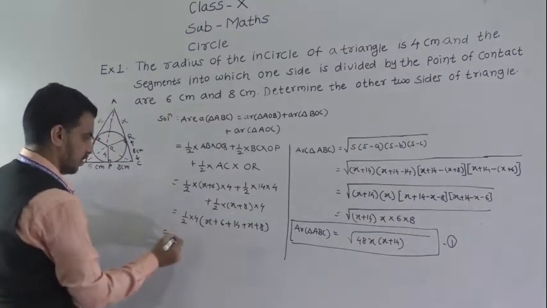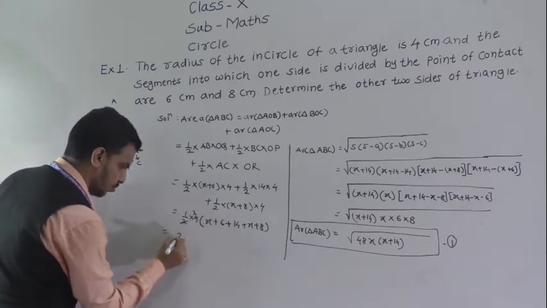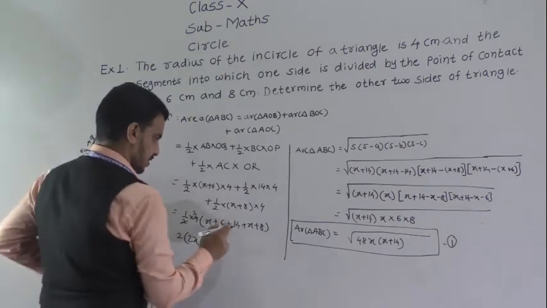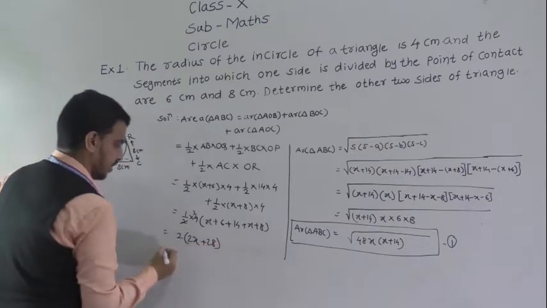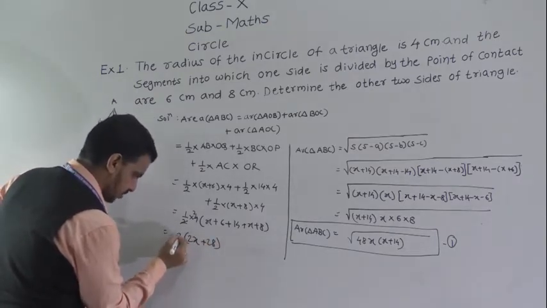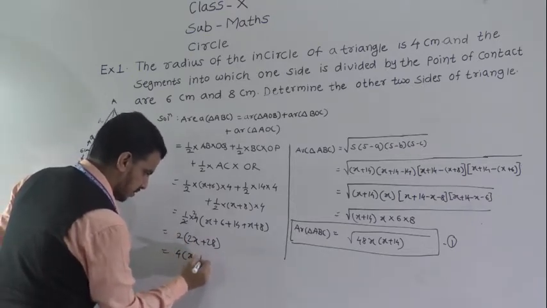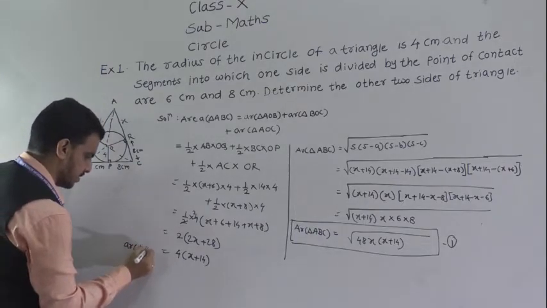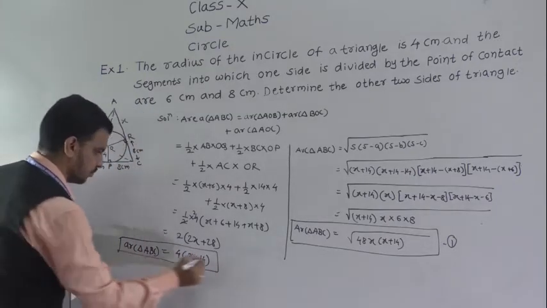Okay, so here this half and 4, these 2 twos are 4, 2 remains, and x plus x is 2x, plus 6 plus 14 is 20, plus 8 is 28, that is 2x plus 28. If we take 2 common from this, so here 2 into this 2, we will get 4 in the bracket x plus 14. Okay, so this is area of triangle ABC. Okay, so this is equation number 2.